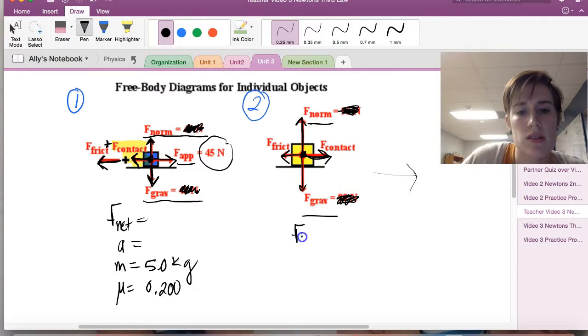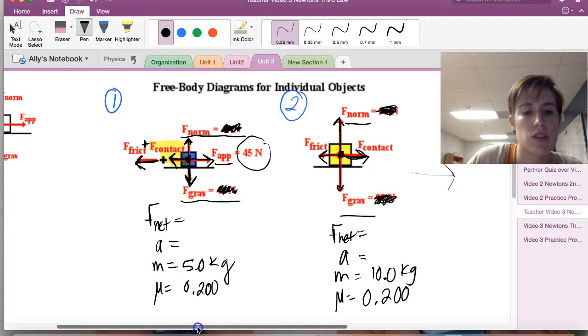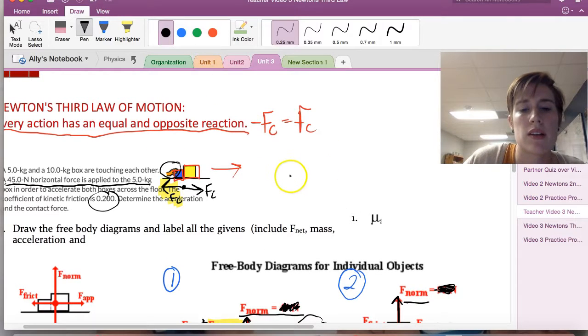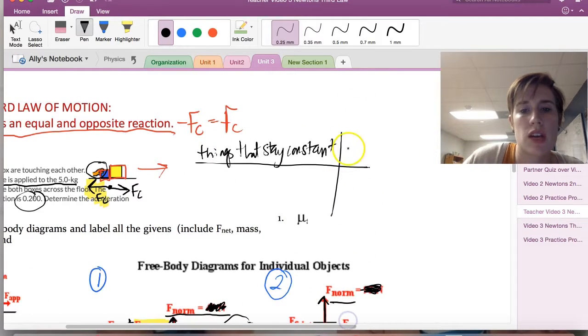So now let's label everything else. The net force, we don't know that. Acceleration, we don't know that. Mass, we do. It's 10 kilograms because the problem told us that. The coefficient of friction will be the same for each box. That's really important. Coefficient of friction will not change for each object. So I'm going to write down here things that stay constant. Okay. And then over here, I'm going to write down things that change.